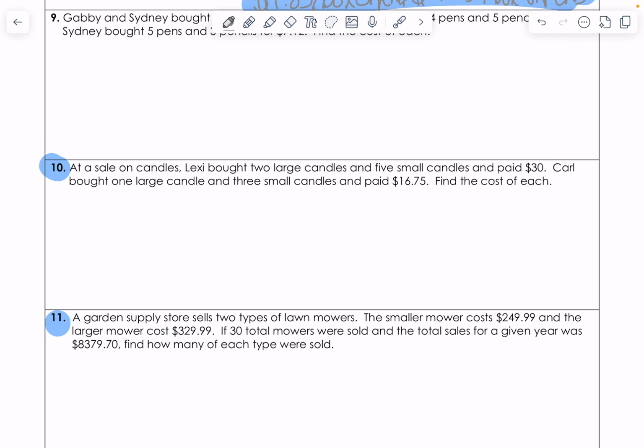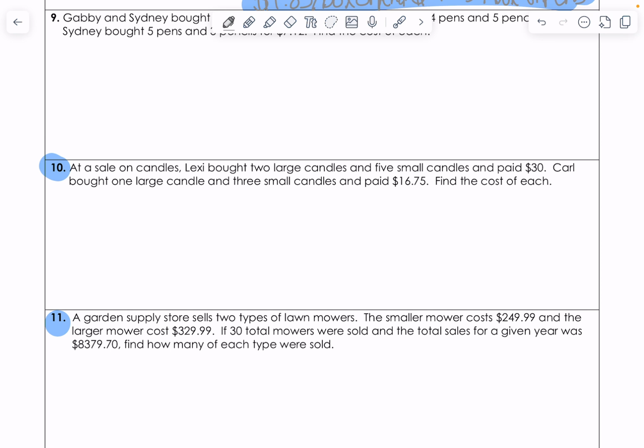3, 2, 1. At a sale on candles, Lexi bought 2 large candles and 5 small candles and paid $30. Carl bought 1 large candle and 3 small candles and paid $16.75. Find the cost of each. I don't know if y'all read that with me. Hopefully you did. Hope my timing was good.